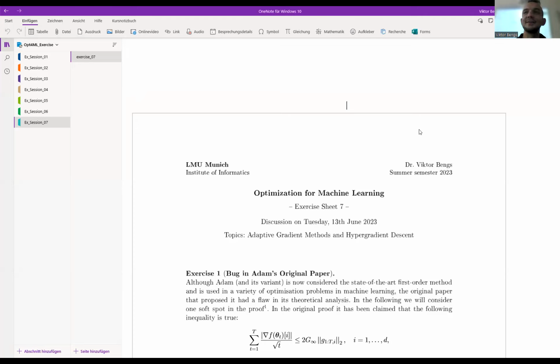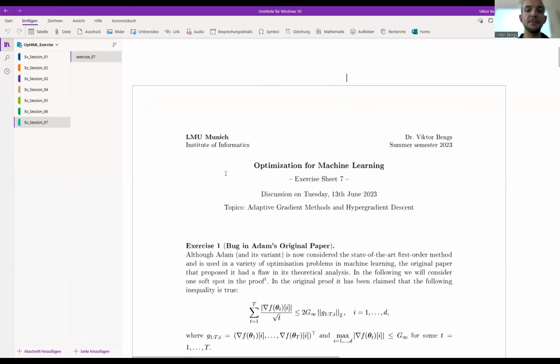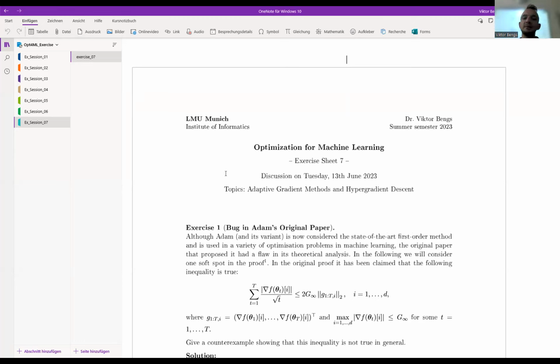All right. Hi, and welcome everyone to exercise course number 7, where we will accordingly talk about exercise sheet number 7. We have for our topics the adaptive gradient methods and the hypergradient descent scheme, simply the hypergradient descent.